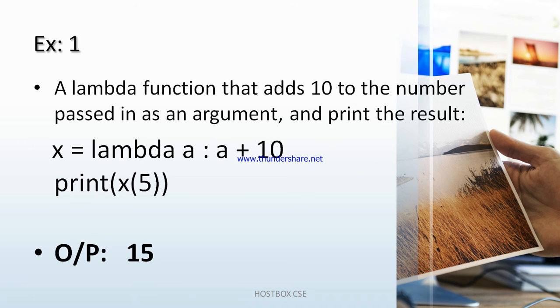So example one. We are going to write a script here. Before that, what is the objective of the program? The objective is a lambda function that adds 10 to the number passed in as an argument and prints the result. So I'm going to write, with the help of the syntax, x equals lambda a colon a plus 10, and print x of 5. That means the value 5 will be passed to the lambda function and added to 10. So finally it generates the output 15. This is a very simple way of understanding the lambda function.